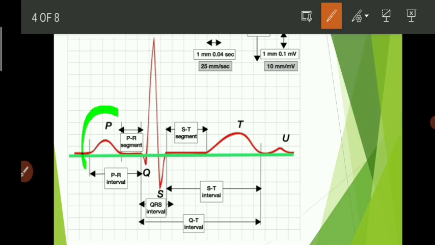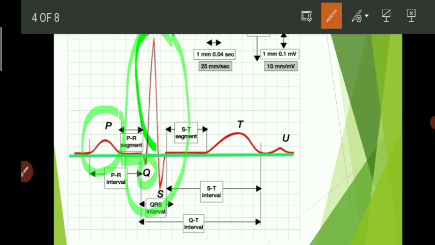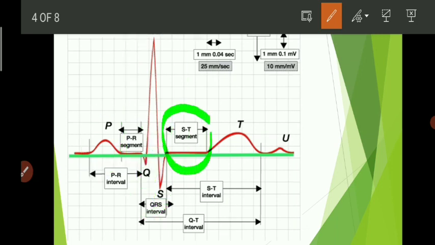So we can see here the first wave is the P wave. Then we have a short PR segment which connects the P wave to the QRS complex. The Q wave, then we have a sharp large R wave, then we have a short S wave. These all 3 waves are combined and called the QRS complex: Q wave, R wave, and S wave. This QRS complex is further connected to an ST segment. So this is the ST segment. Following the ST segment, we have a T wave, and then following the T wave, we have a short U wave.